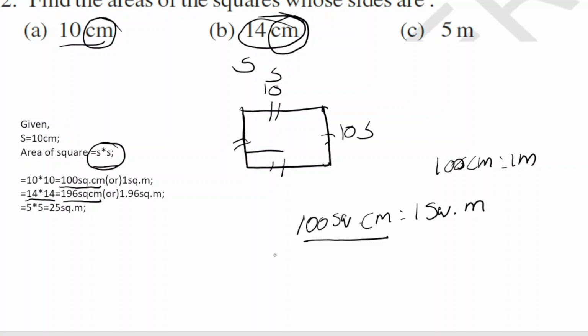and this can also be written as 1.96 square meters. And here the side is given as 5 meters. So the area of the square is S into S, that is equal to 5 into 5, that is equal to 25 square meters, because the measurement is given in meters. So we have written square meters.